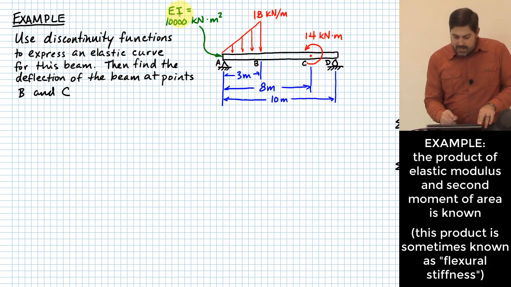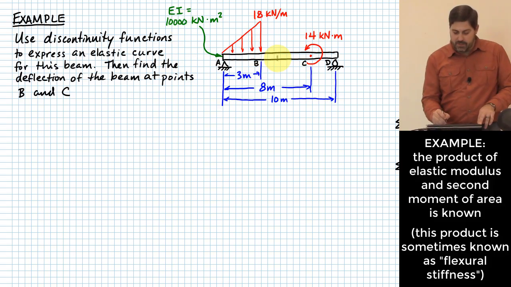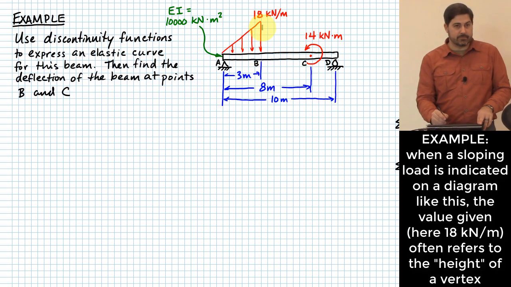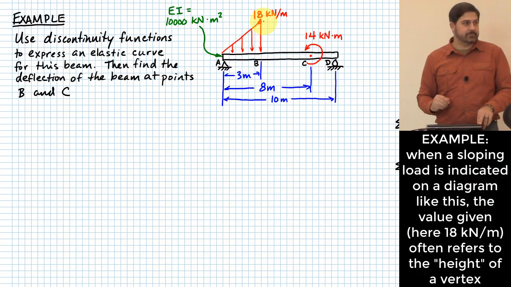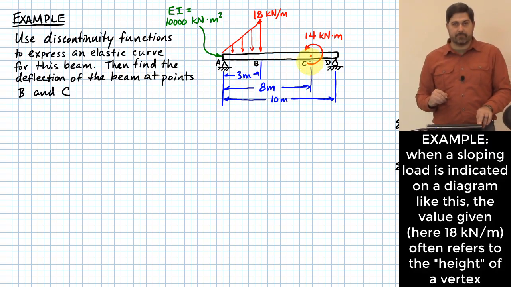We know what the EI, the product of the elastic modulus and the second moment of area, is for this beam. We'll say it's 10,000 kilonewton meters squared. Also, notice that we have a sloping triangular load being applied from point A to B. It peaks out here at the very top at 18 kilonewtons per meter, right? So that's essentially the value right there at the peak point for this distributed load. Additionally, we have a concentrated moment being applied at location C.